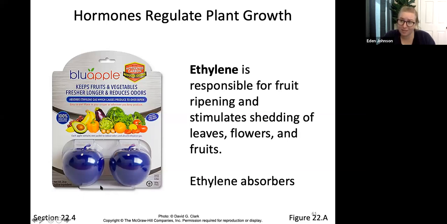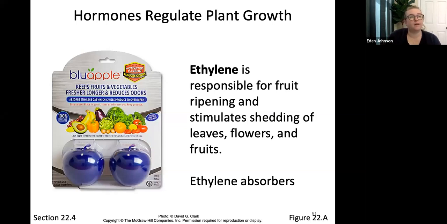I actually have these. Now, do they work? Not anymore, because I think you're supposed to change the filter, and I literally never have. But basically, ethylene is going to be released from the site of any sort of tissue damage. So if you have a bunch of bananas and you cover that stem part where it's been broken off, you're going to reduce the amount of ethylene that is causing those bananas to be brown.